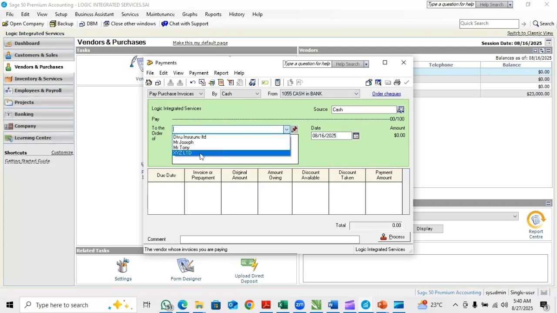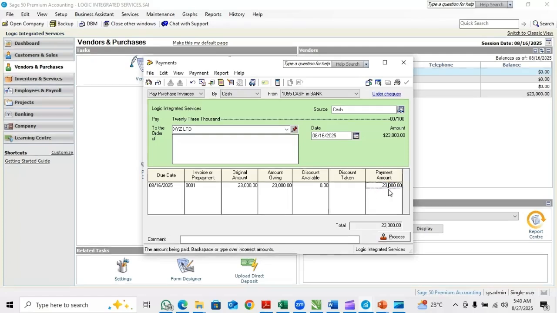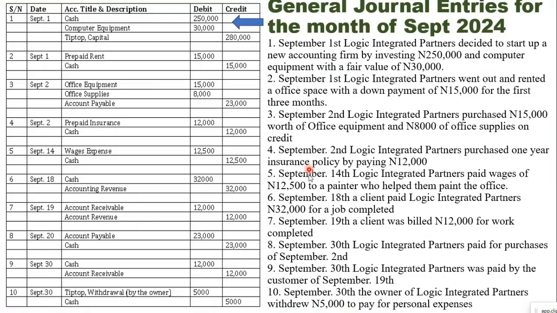So I think that's XYZ Limited. Is that correct? Yeah, XYZ Limited, 23,000 naira. It's an unpaid invoice. So we are going to click here and pay the 23,000 naira for that transaction. So all you need is to click here and type in the amount you want to pay. So here we want to pay all the 23,000. So we can now process, and that transaction has been paid. So we go to number 9, September 30.